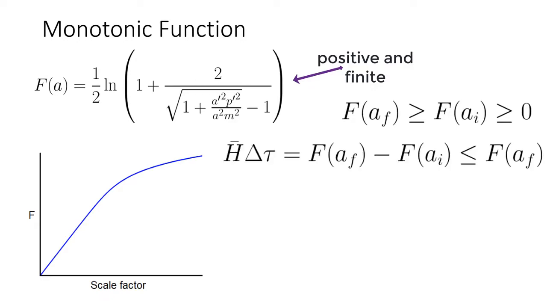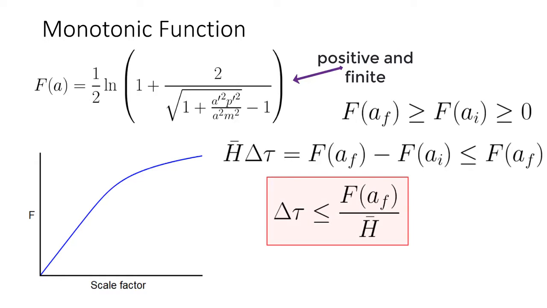This inequality further implies that the product of the average Hubble constant and particle lifetime is bound to be less than the final value of F. Rearranging this expression gives us an upper bound on the lifetime of a particle. Therefore, the lifetime is finite. This applies to any proper time span for all particles in the universe. The time experienced by each particle must be finite.